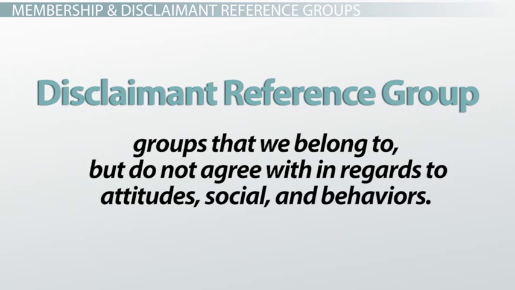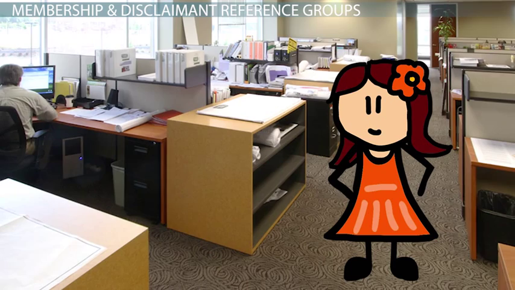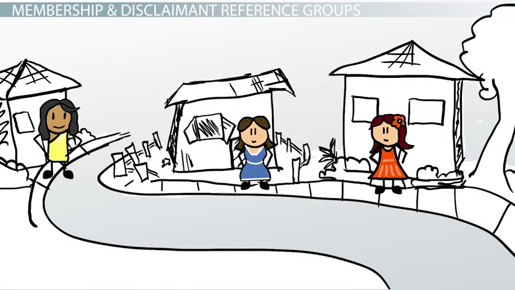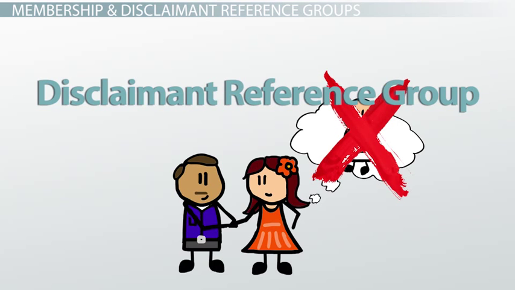Disclaimant reference groups are groups that we belong to, but do not agree with in regards to attitudes, norms, and behaviors. Suppose that Carol has a busy career and does not want any children. Carol finds that the married women in her area believe that all married women should stay at home and have at least one child. In this instance, the married women in her area are a disclaimant reference group.